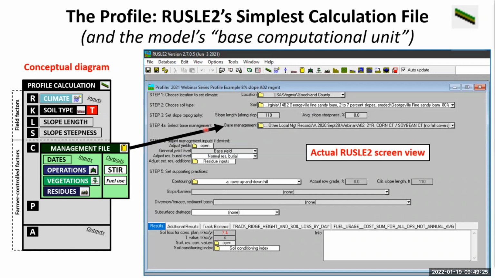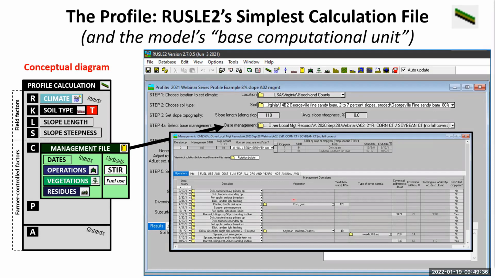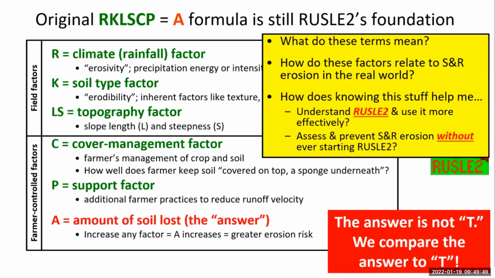It's not called the C factor. I'll say that multiple times in this lesson. RUSLE2 doesn't use the term C factor. It refers to a management or a management file. And actually, that's a nested mini model, you could say, where the user can customize how they want to model what the farmer's doing. We choose different dates and operations and vegetations and yields, right? That's the old, what we used to call the cover management factor. It's in RUSLE2. So what does this all mean?